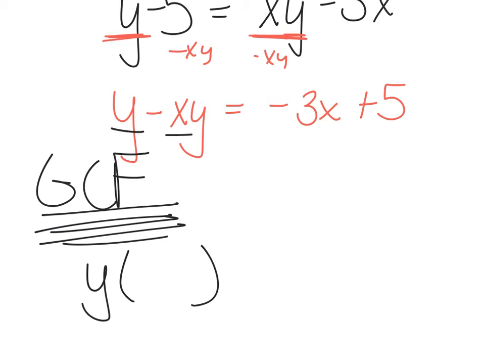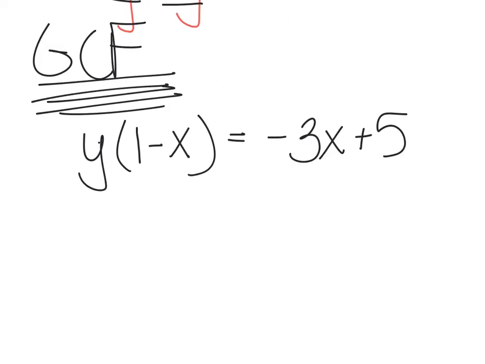Now, notice there's two terms. You have to have two terms still. Y divided by y is the number 1. And xy divided by y is x. How do you know if you pulled out the GCF correctly, guys? Well, it's simple. Just take this y and distribute it back. Did you get what you started with? Y times 1 is y, y times x is xy. You did it. And we'll leave this side.